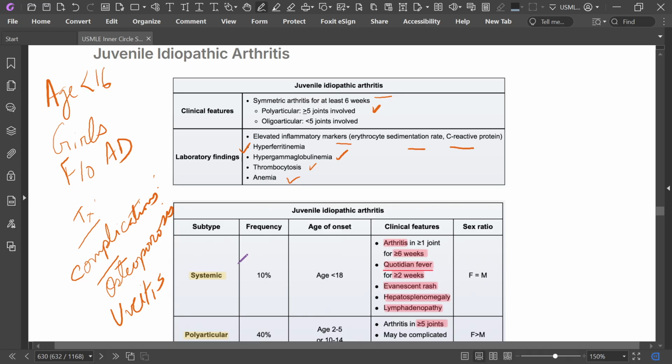So these are the labs we can find in JIA.